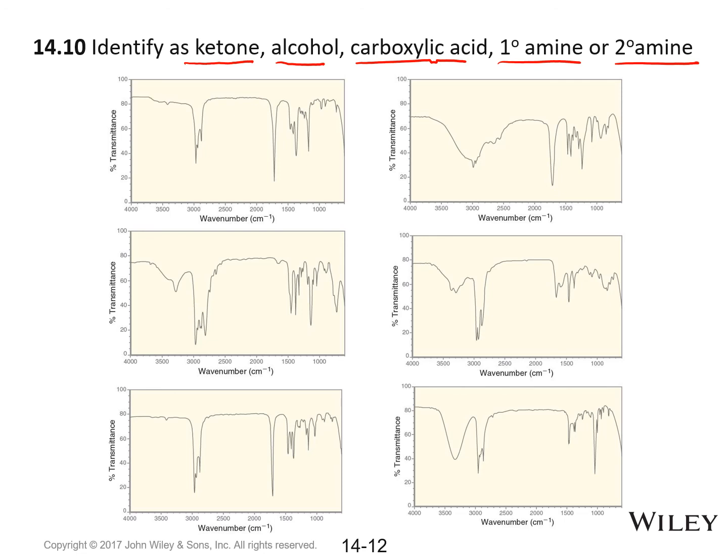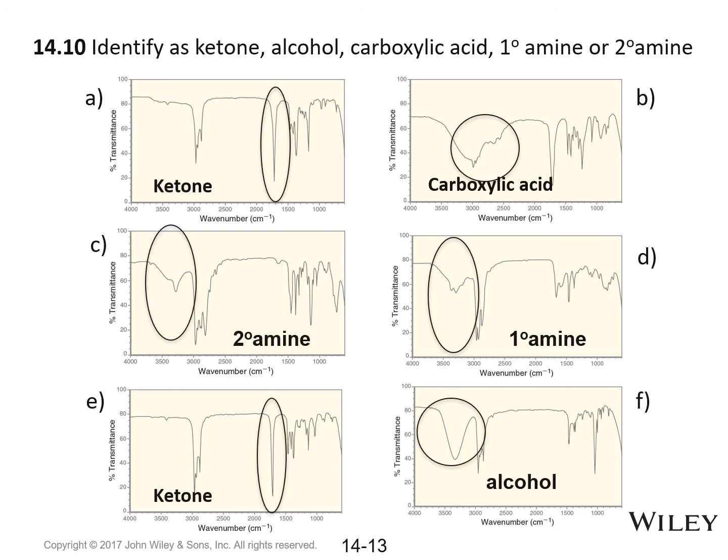All right, hopefully you're able to give these a try. And let's take a look at each spectrum. Spectrum A is a ketone because we've got this very intense carbonyl peak. The carbonyl peak is in the ballpark of 1700-ish, a little bit higher than 1700, and it's very intense.